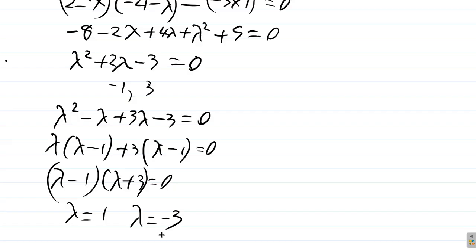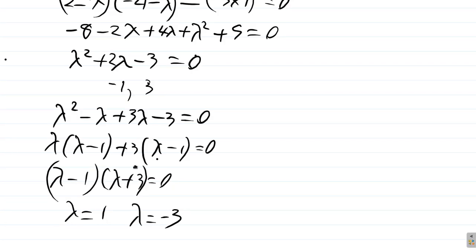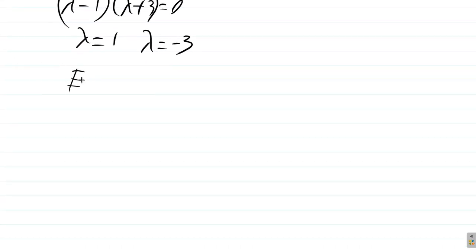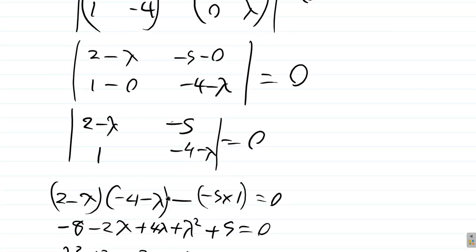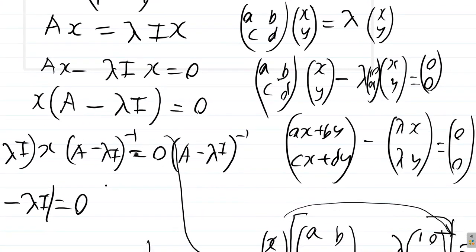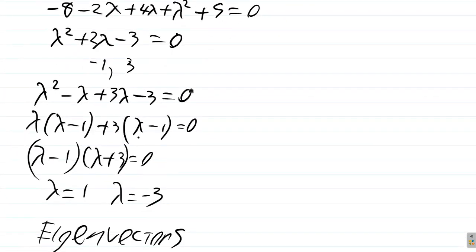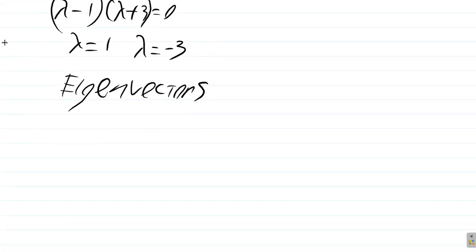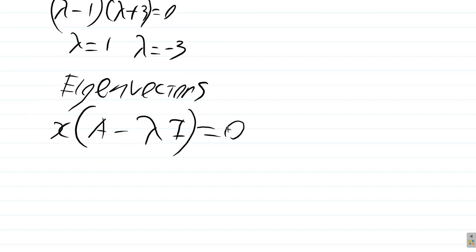Alright. So lambda is 1 and negative 3. So we found the eigenvalues, 1 and negative 3. Now we want the eigenvectors. So here now we're going to have back the x minus lambda I equals 0. The x times A minus lambda I. X times A minus lambda I equals 0.